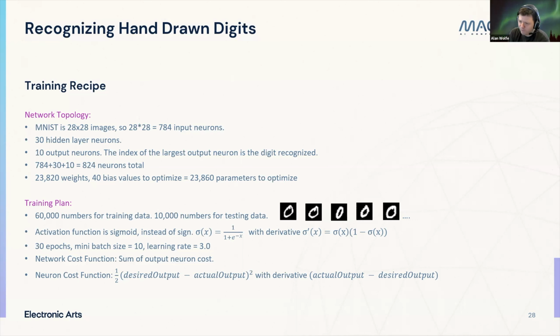For training, the MNIST data set has two subsets of data. There's 60,000 digits that are used for training the network, and then there's 10,000 that are used for testing the network after training. And so what we're doing here is we're training with the 60,000, and then we're evaluating the quality of the result using those 10,000.